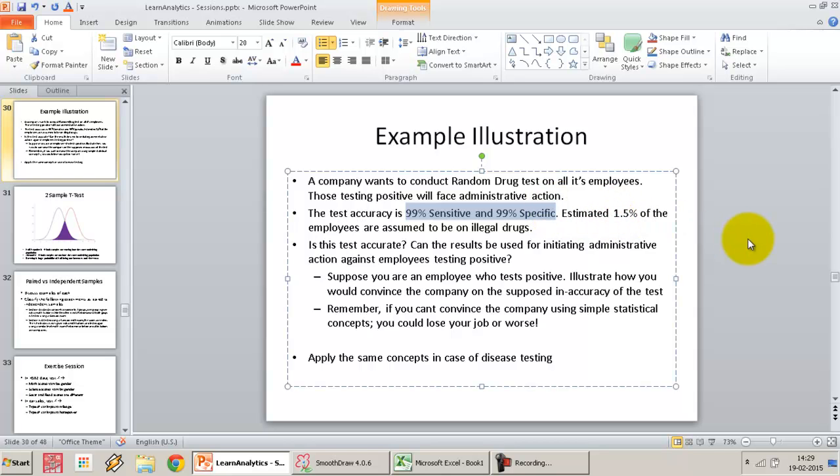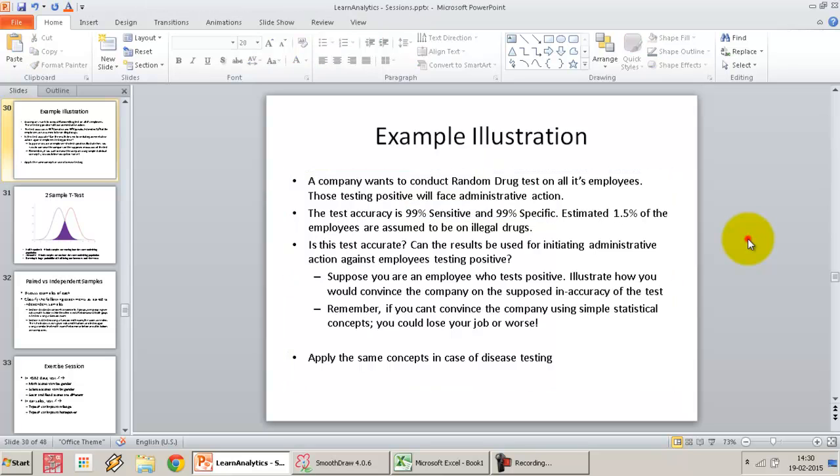But if you have been tested positive, how will you go ahead and convince the company that this test is not correct, that you cannot be held responsible or you cannot be fired because of the result of this test, right? Now we're going to take this case study and prove how sensitivity and specificity are not enough to action.